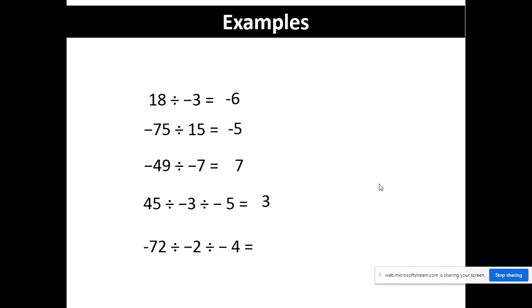And is it going to be positive or negative? Well, I've got a negative divided by a negative, which will give me a positive, okay? And then you're dividing it by a positive again, so it's just going to be a positive. Does that make sense?